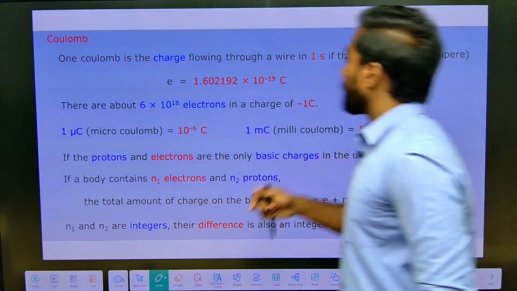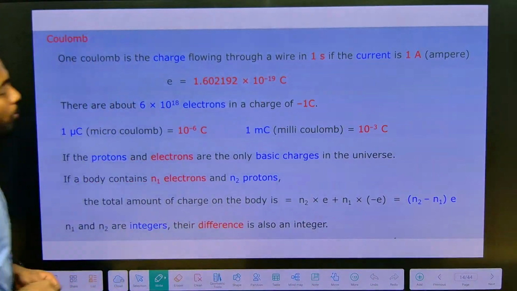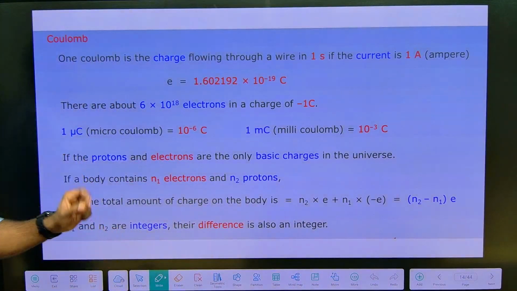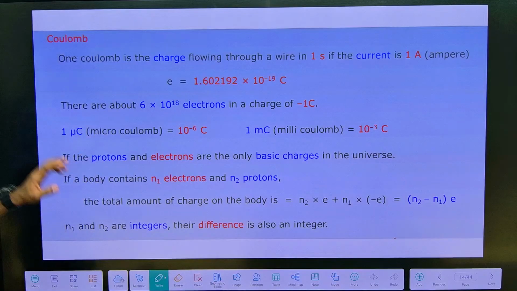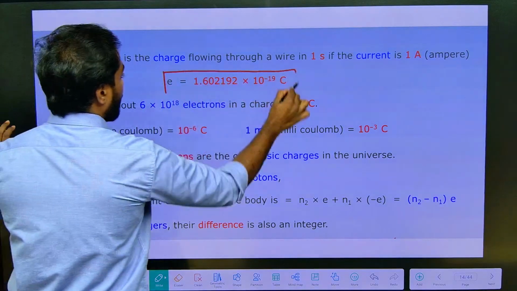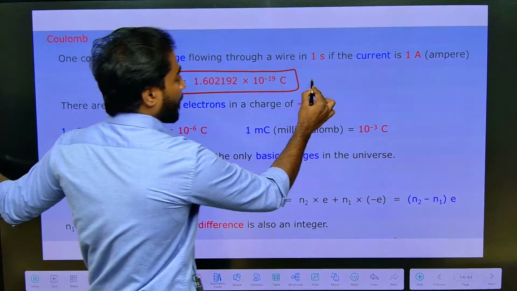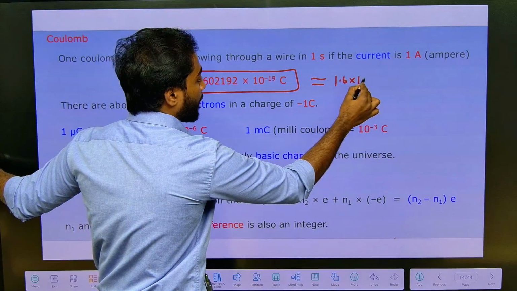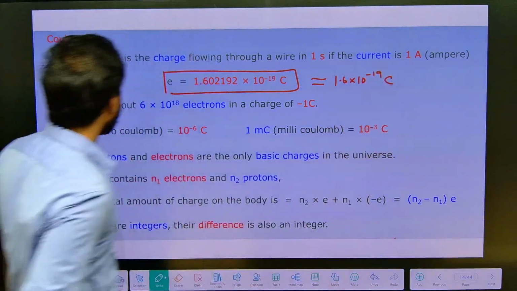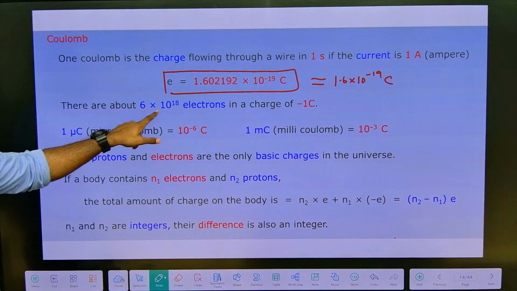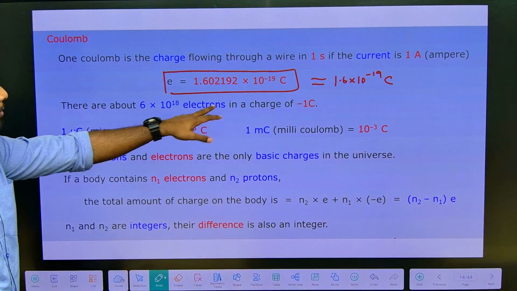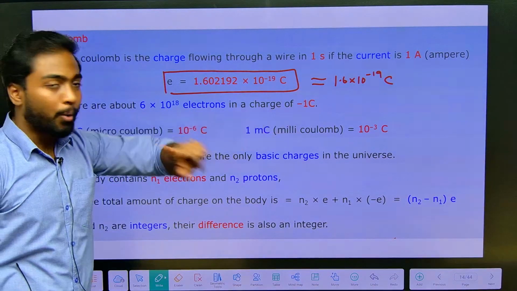So 1 coulomb is the charge flowing through the wire in 1 second for a current of 1 ampere. The charge of an electron is 1.602192 into 10 power minus 19. So approximately we will take 1.6 into 10 power minus 19 coulomb. So there are about 6 into 10 power 18 electrons in a charge of minus 1 coulomb.